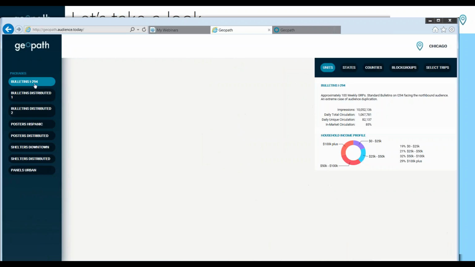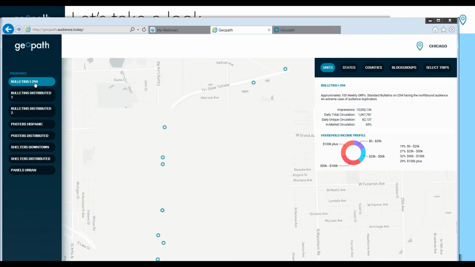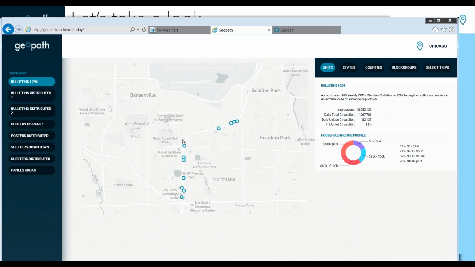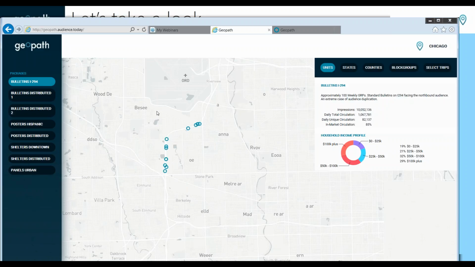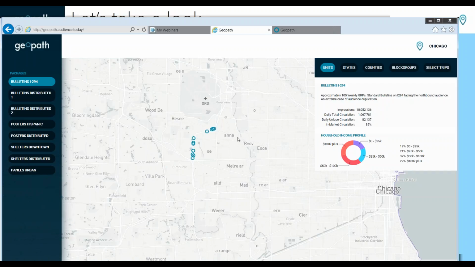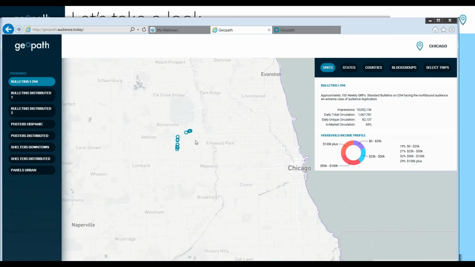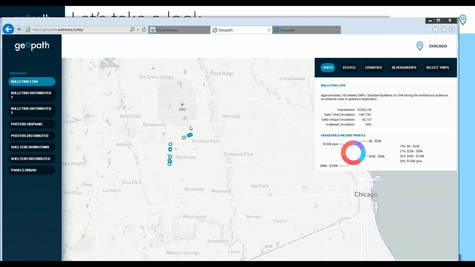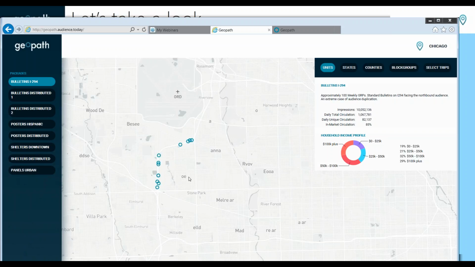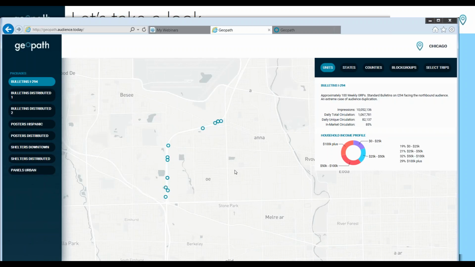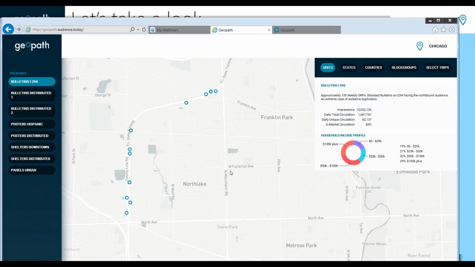So the first package I'm going to show you is for a series of bulletins that are along the I-294 corridor in Chicago. So you can see, I'll zoom out a little bit. You can see that they're in the northwestern suburbs of Chicago, just south of O'Hare. And the thing that's helpful for us with this is probably somewhat of a contrived package, so to speak.